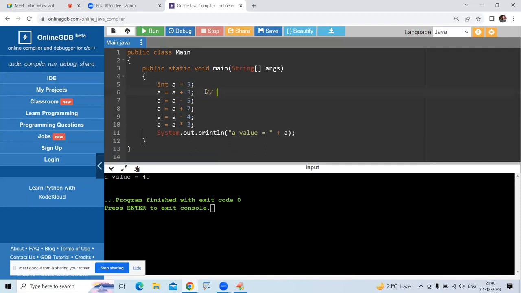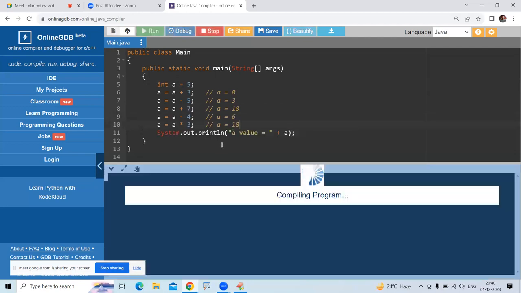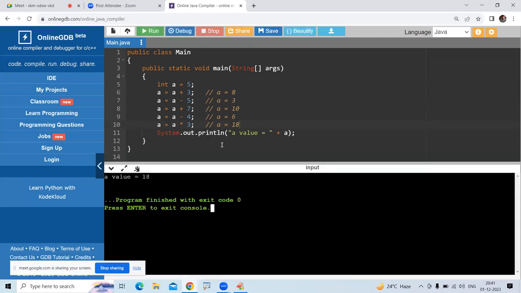This is a comment. It will not affect. Here a value becomes 8. 8 minus 5 is 3. Next a value 3 plus 7 is 10. Next 10 minus 4 is 6. Here 6 into 3 is 18. So when you are executing, what is the final value of a? What is the final value of a that will print?